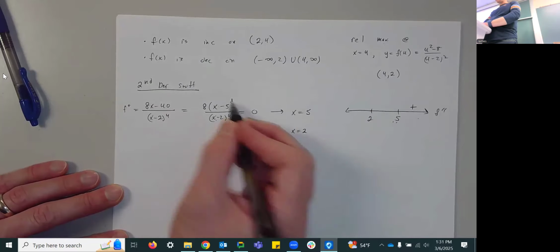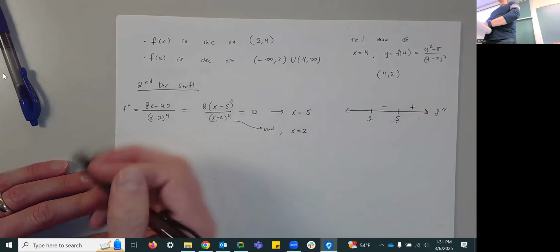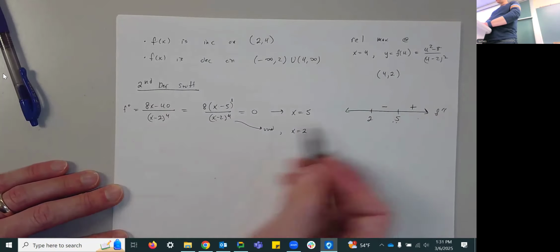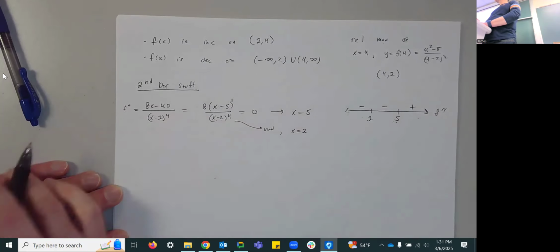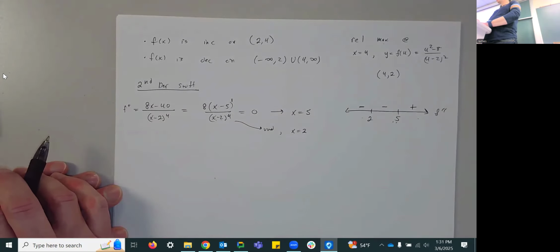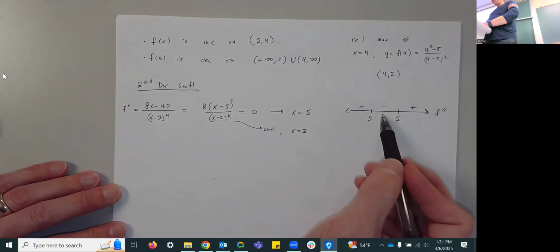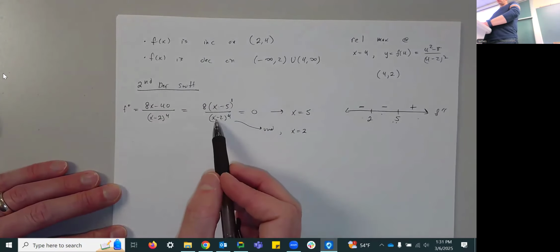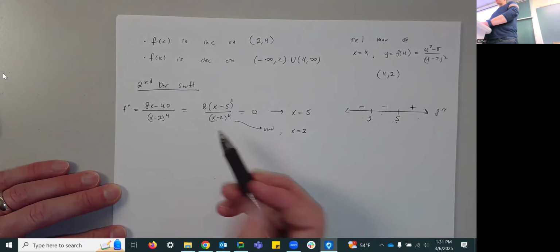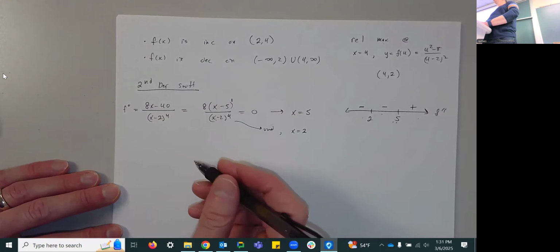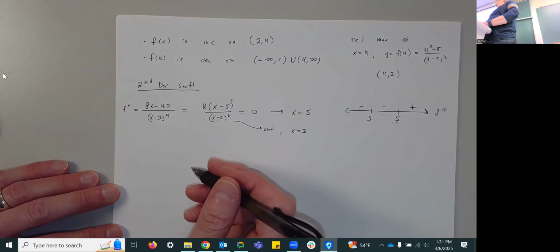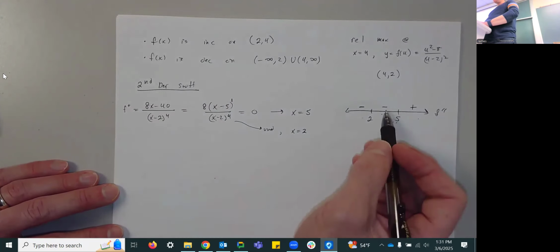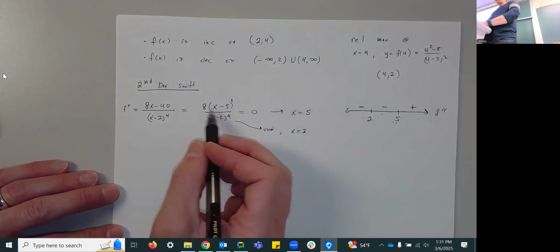If it's an odd degree, you change signs. If it's an even degree, you stay the same. Or you can test points, right? If you plug in 3, 3 minus 5 is negative, 3 minus 2 is positive, negative over positive is negative. Talking too fast. Plugging in something less than 2, like 0, 0 minus 5 is negative.